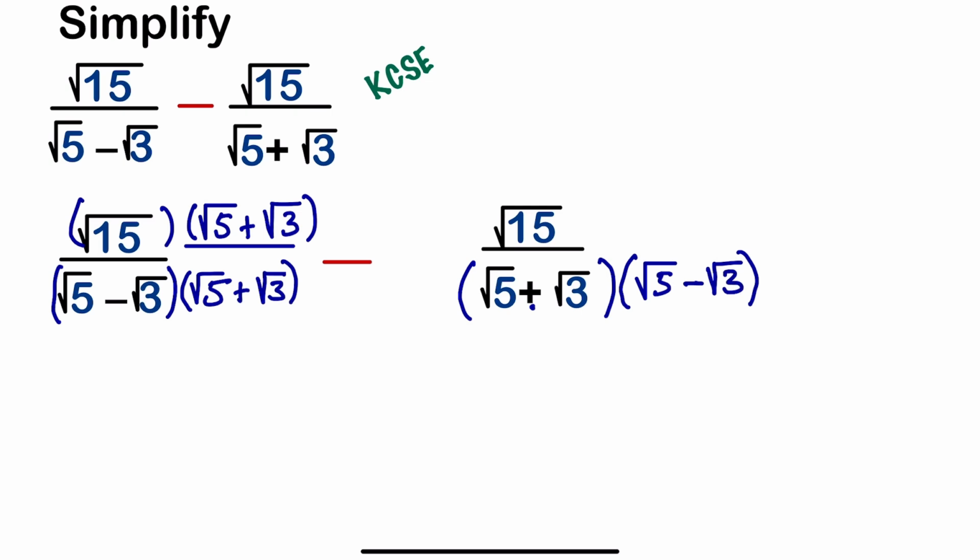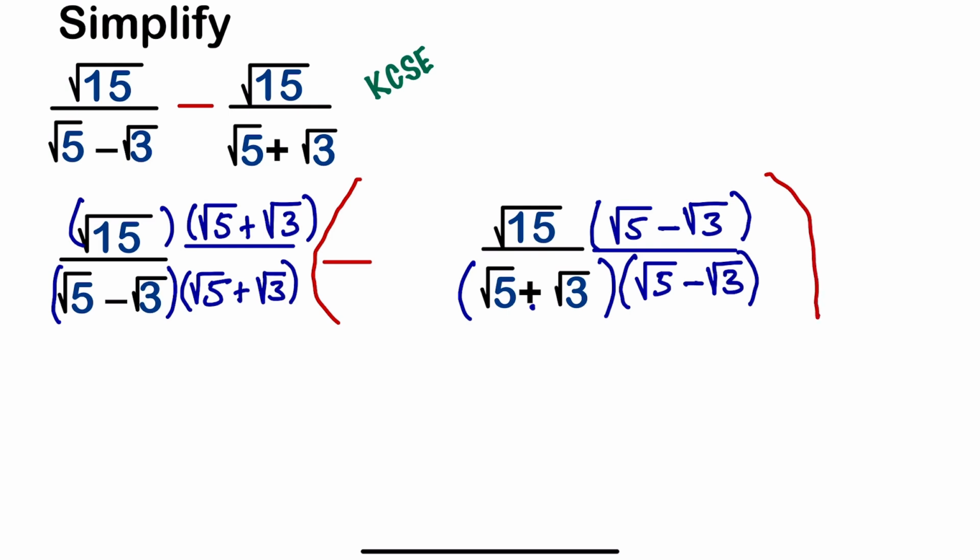Okay, times the same root 5 minus root 3. Okay, so next we can expand the bracket, but before we expand it, don't forget that this minus is for all of these. So always be careful in this part.